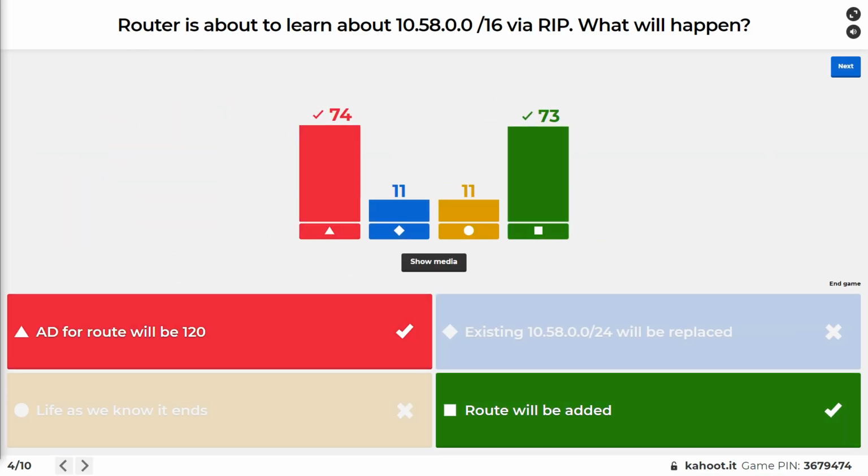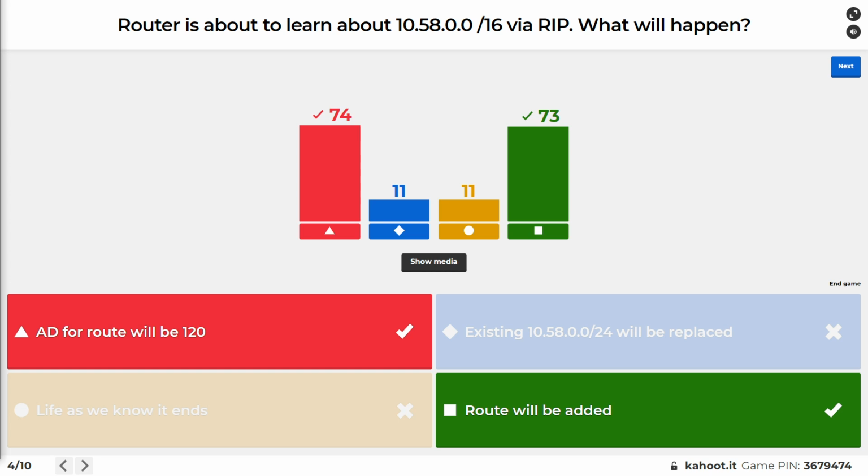All right, the router's about to learn about 10.58 with a 16-bit mask via RIP. What's going to happen? A lot of people nailed it. Fantastic. Because there is no route for 10.58, that 16-bit network in the routing table, it's just going to be added. There's no competition for it. That exact route doesn't currently exist.